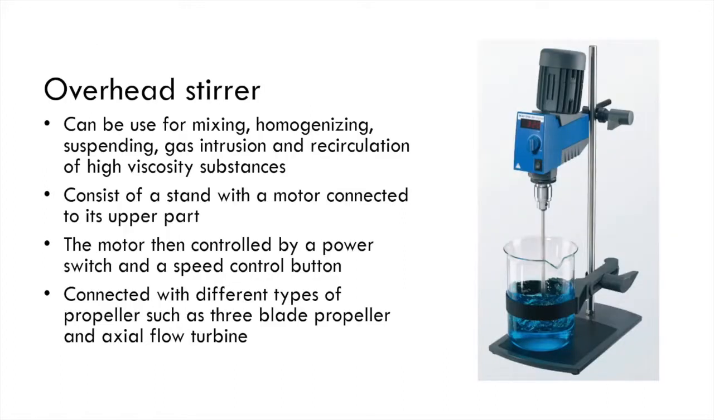Next is the overhead stirrer. The overhead stirrer can be used for mixing, homogenizing, suspending, gas intrusion, and recirculation of high viscosity substances. On top of that, the overhead stirrer consists of a stand with a motor connected to its upper part. The motor is then controlled by a power switch and a speed control button. The motor can also be connected with a different type of propeller such as a 3-blade propeller and axial flow turbine.